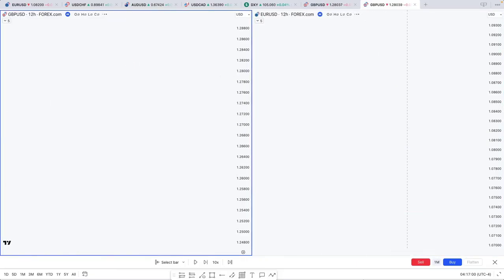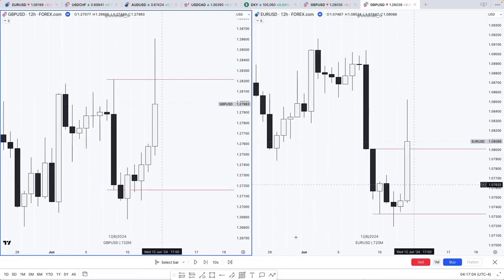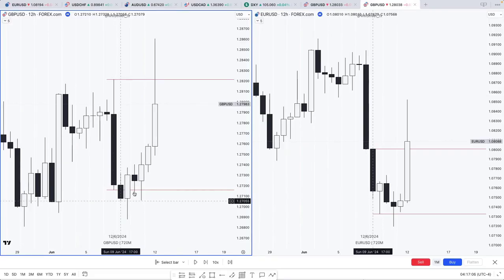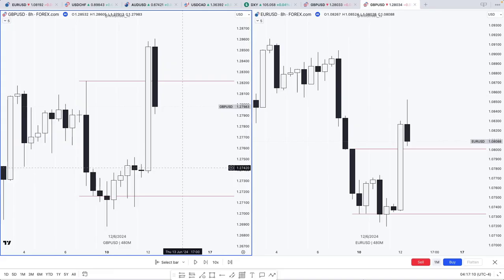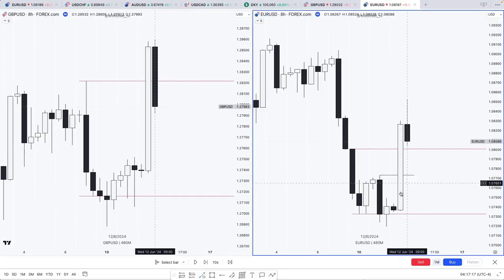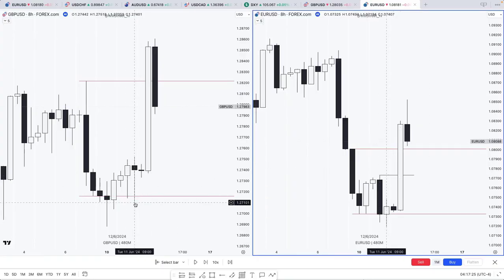Let's go to 12 hours to refine. We cannot refine anything here, and nothing here. 8 hours. Look at this. We can refine something. We were here at the open of that day, and we already knew our bias. We were bullish. And look at this. We also have an SMT, which is a reversion.